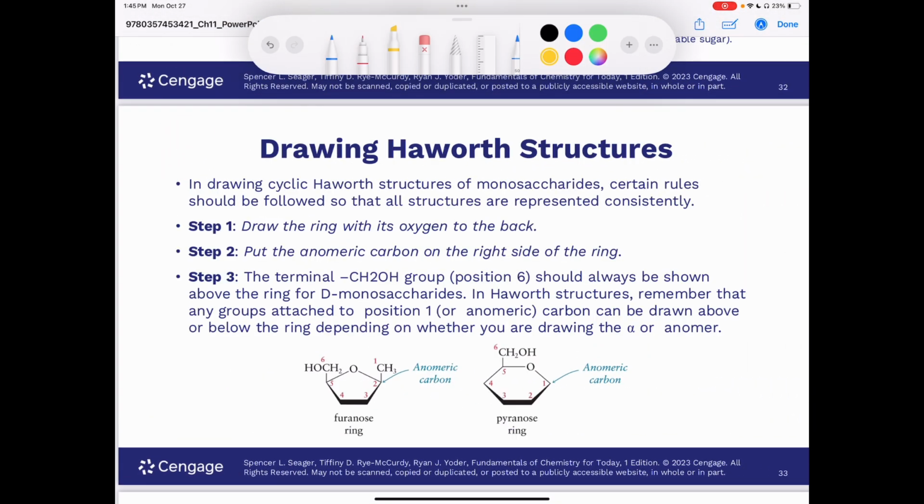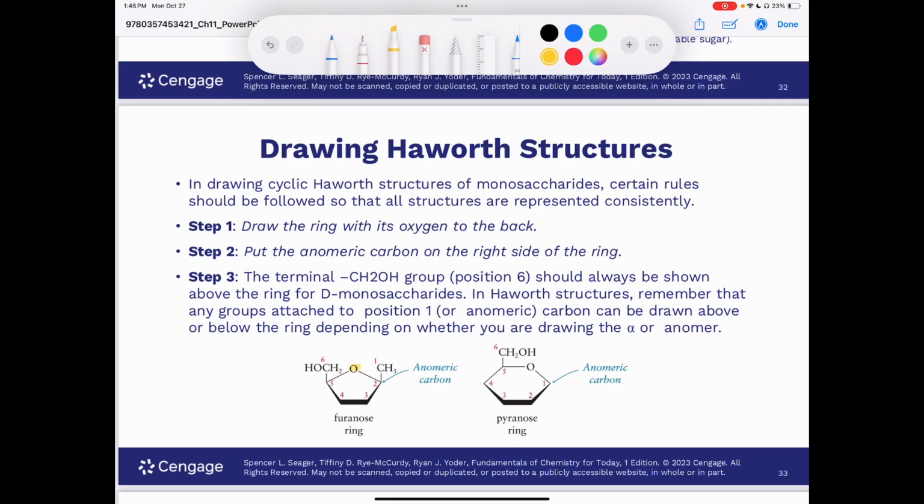So let's say you want to draw a Haworth structure. Let's say you're practicing at home and you want to draw some Haworth structures. Well, in drawing a Haworth structure of a monosaccharide, we follow these rules so that all the structures are represented consistently. And so this isn't just for our class, this would be for any class in chemistry. We draw our Haworth projections the same way so that we are consistent across the scientific community. So step one is going to be to draw the ring with its oxygen in the back.